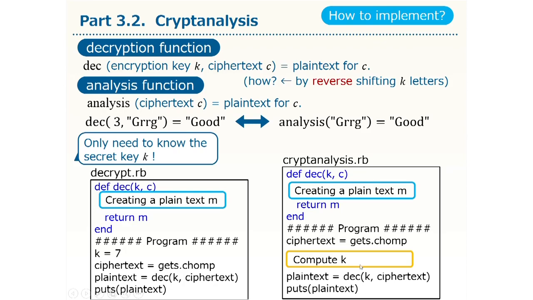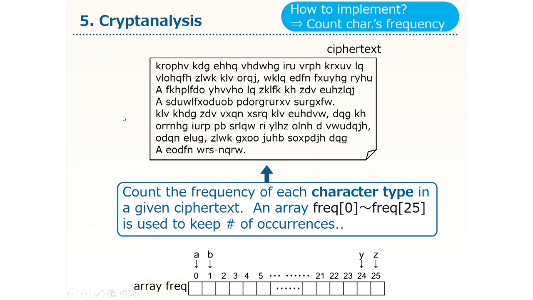Let's consider how to compute K. For example, let's assume we are given a ciphertext like this. We don't know what it says. Let's count the frequency of each character in the text. That is, how many times each character appears in the text. For example, we will create this array. Let's call it a frequency array, and let's name it FREQ, F-R-E-Q. This array is for counting how many times the various characters appear in this ciphertext.